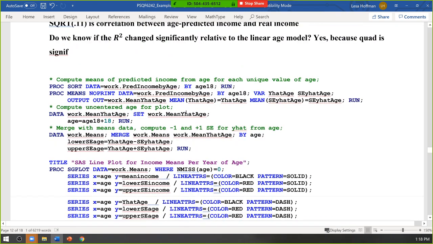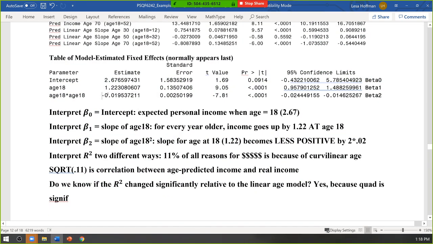0.04 is me rounding this number right here and multiplying it by 2. Yep, so the positive slope of age at 18 is becoming less positive by twice the slope for the quadratic term, so twice the 0.02.